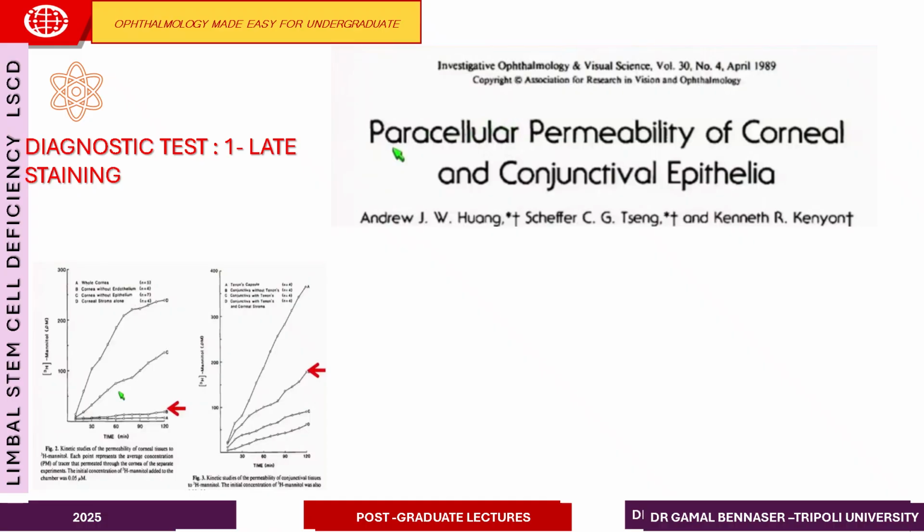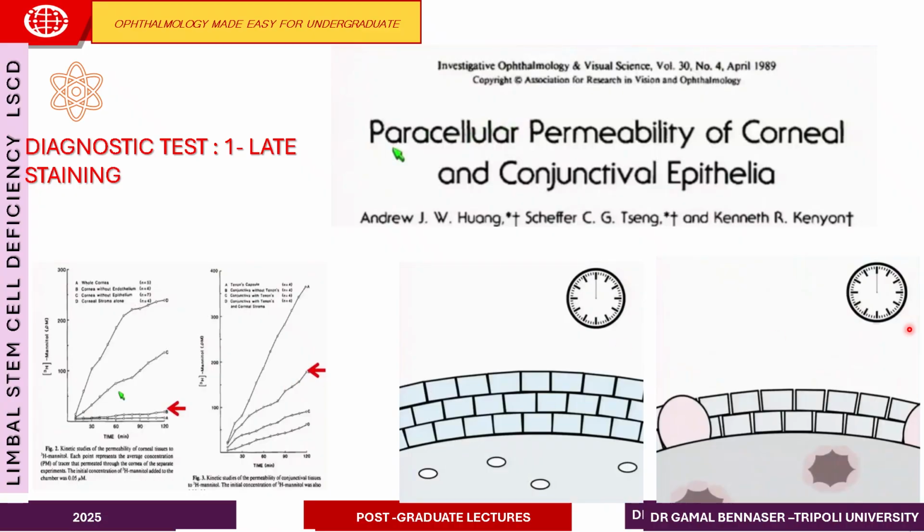As you can see, this is a diagram showing the special isotope material they use to determine the permeability of the conjunctival epithelium and the corneal epithelium. You can see here, this is the corneal epithelium. It has very tight junctions between epithelial cells, and there is low permeability. However, the conjunctival epithelium shows high permeability because of the lack of tight junctions between epithelial cells.